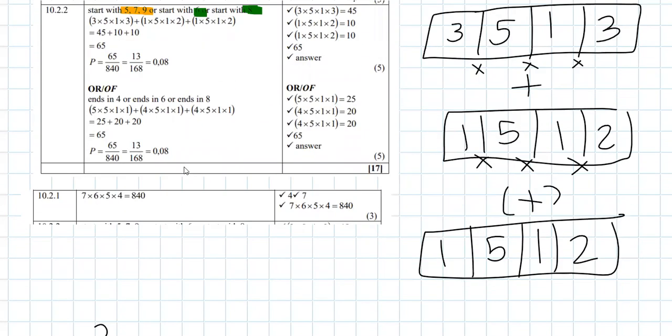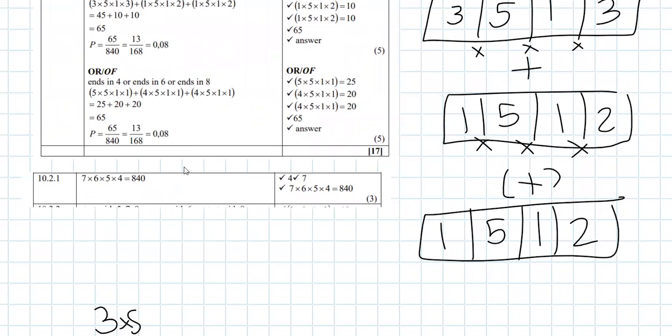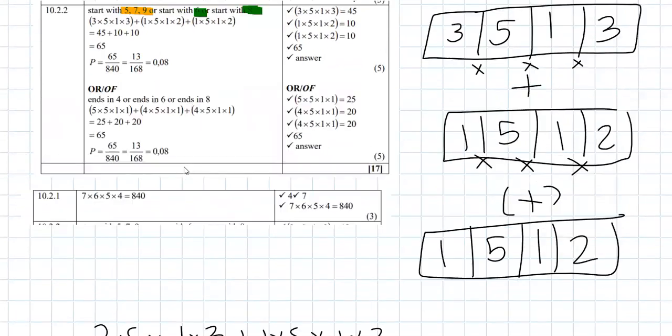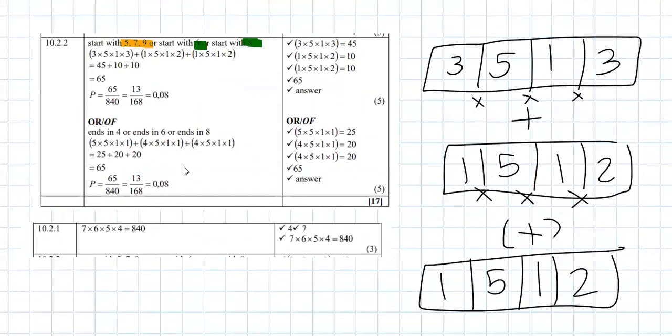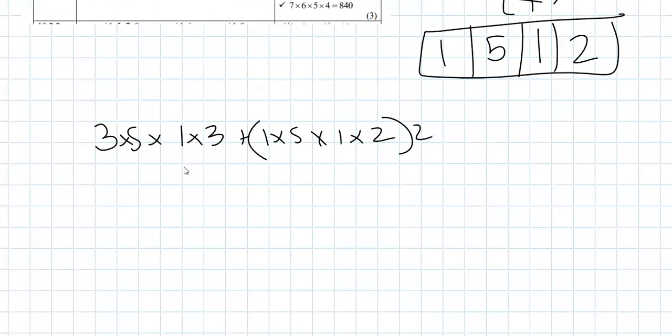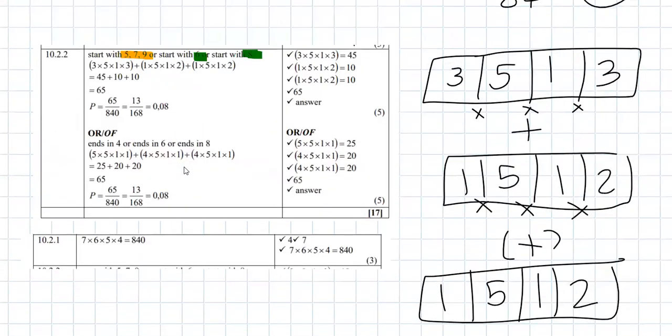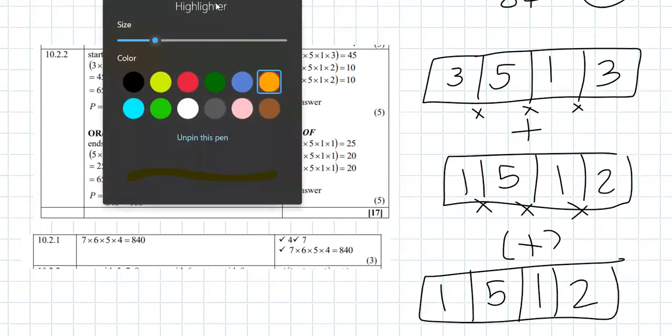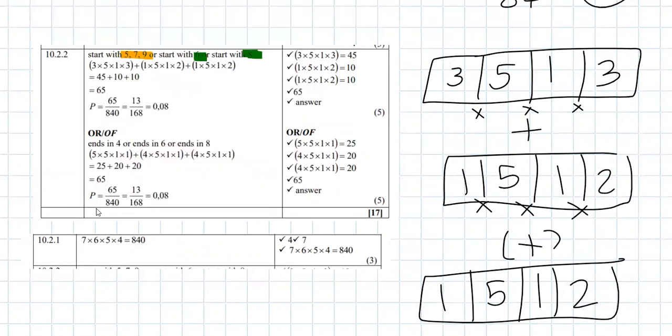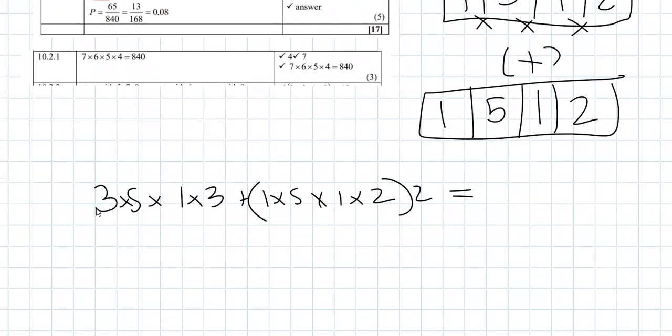So it would be 3 times 5 times 1 times 3 plus the next 1 times 5 times 1 times 2, and there's 2 of those. 1 times 5 times 1 times 2. There's 2 of those. Okay. Let's check if that should work out. And that would be our probability. This should equal 65.